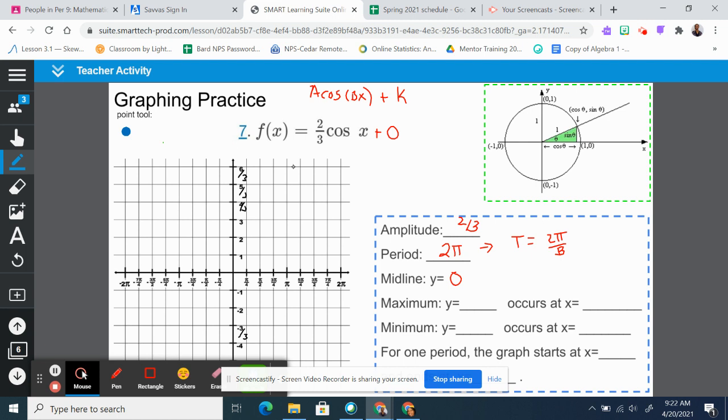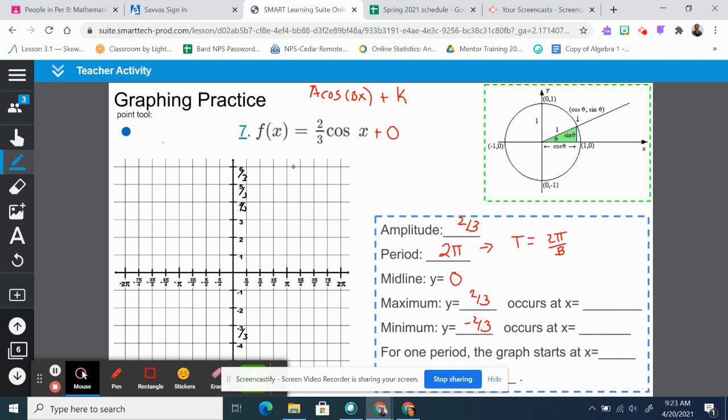The maximum is your midline, because you always start in the middle, plus your amplitude. So in this case, it's 0 plus 2/3, so it will be 2/3. And our minimum will be the opposite, your midline minus your amplitude. So 0 minus 2/3, or negative 2/3. We're going to think about x later. I'm going to hold that off for a second, and I'll do all our x values after we do the graph.